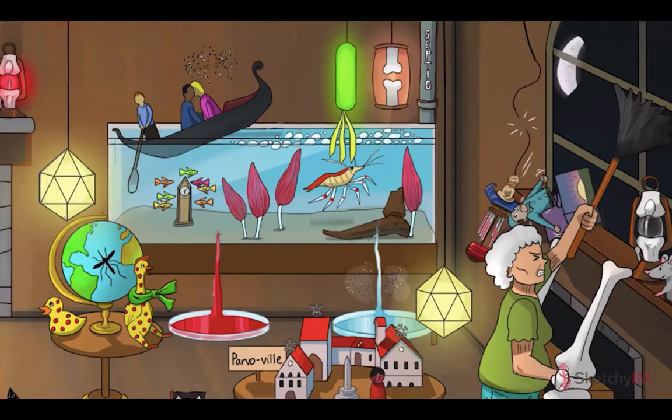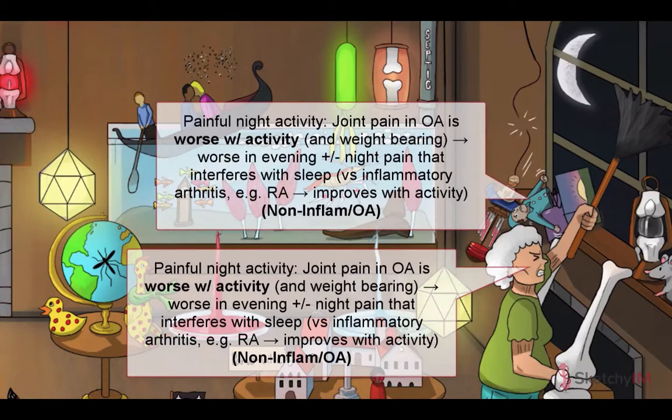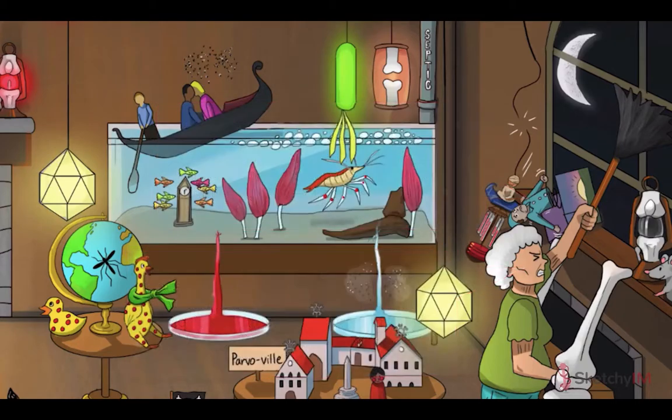Predictably, the pain in osteoarthritis becomes worse with activity or weight bearing, and expect symptoms to be worse in the late afternoon and evening. There may also be night pain that interferes with sleep. Morning pain and stiffness is common, but only lasts a few minutes. This is in contrast to inflammatory joint pain, which typically improves with activity and presents with prolonged morning stiffness.